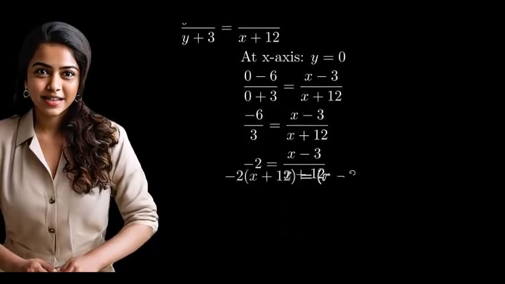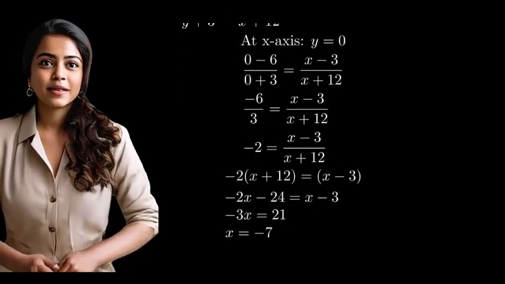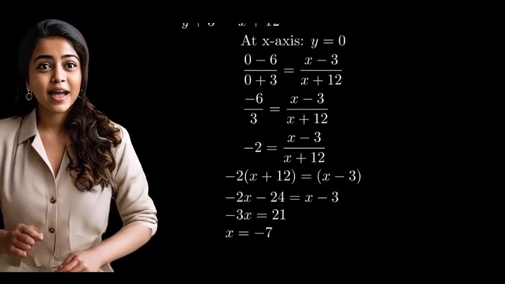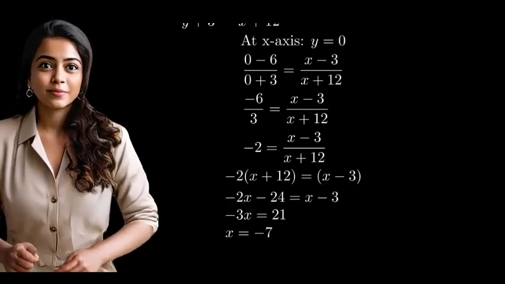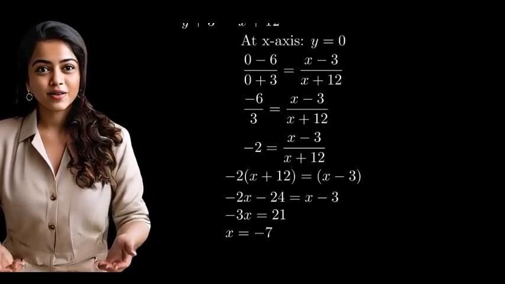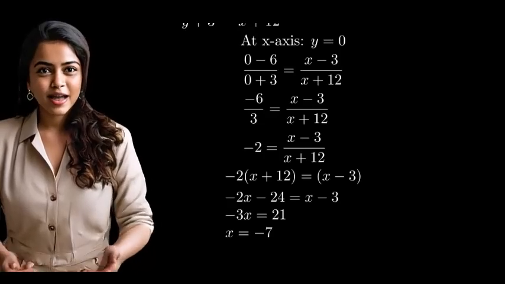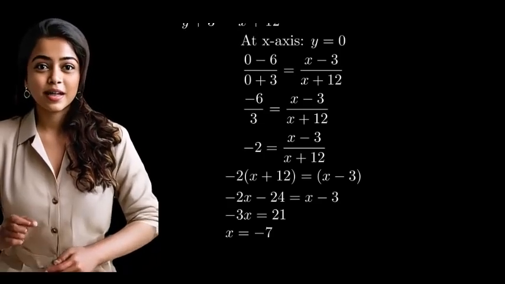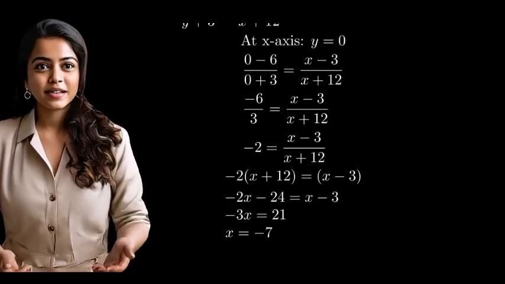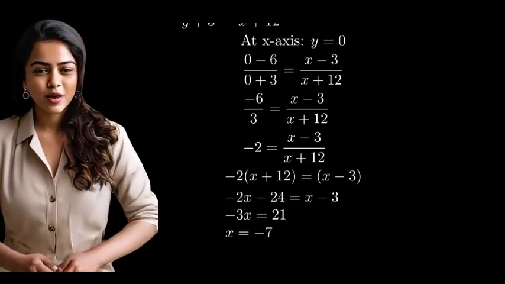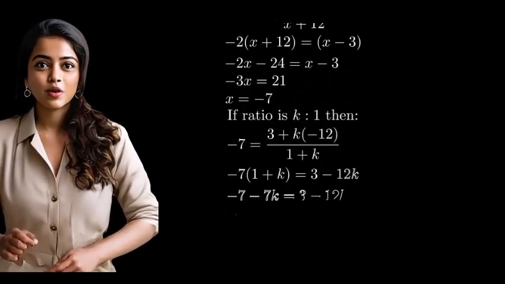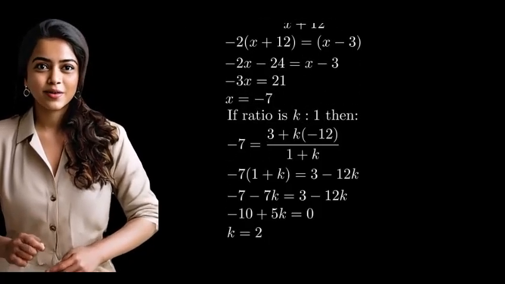Solving -2 equals (x - 3)/(x + 12), and cross-multiplying: -2(x + 12) equals x - 3. This gives us -2x - 24 equals x - 3, or -3x equals 21, so x equals -7. Now we need to find at what ratio the point (-7, 0) divides the line segment from A to B.